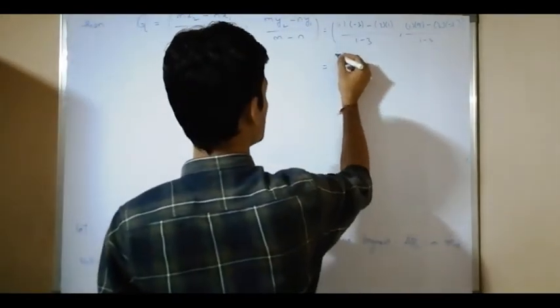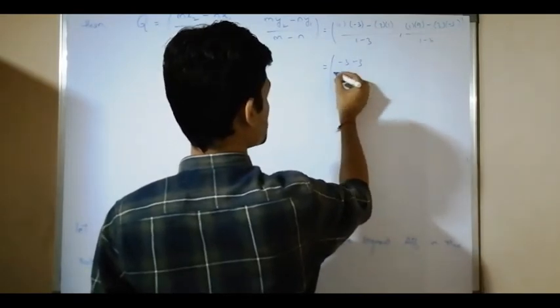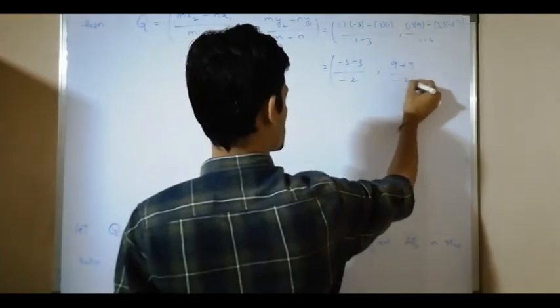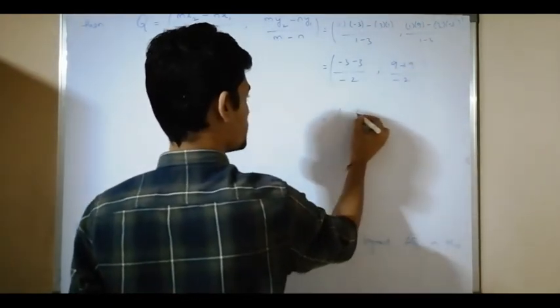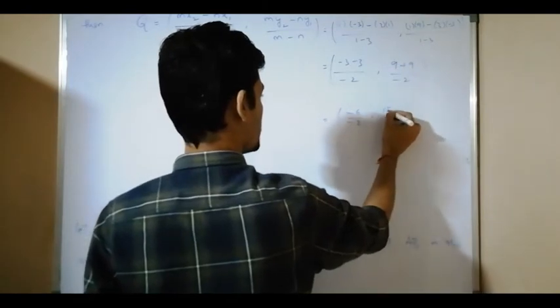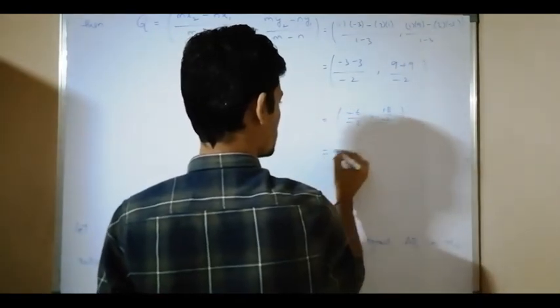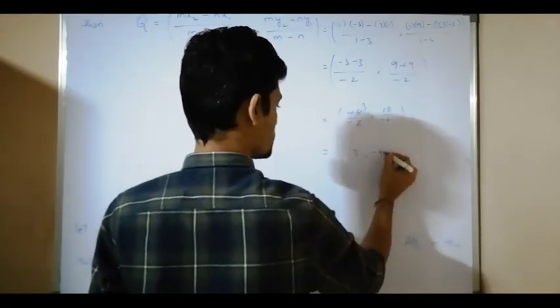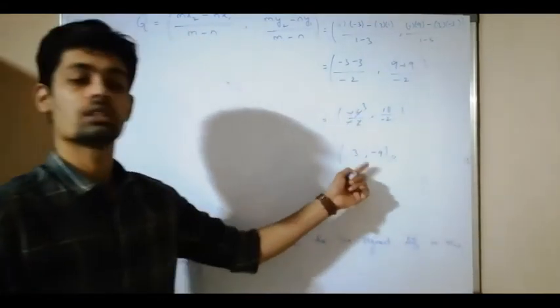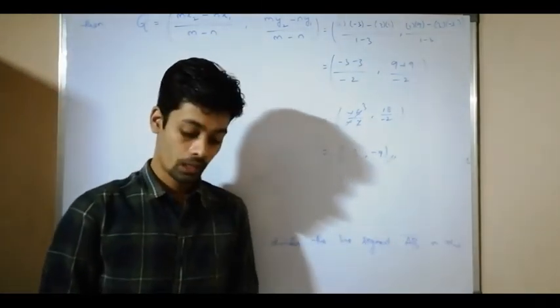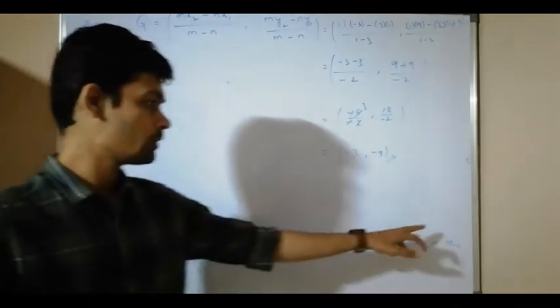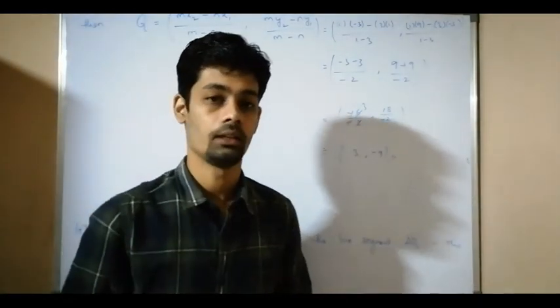So now simplify. Minus 3 by minus 2, comma, (9 plus 9) by minus 2, which is equal to minus 6 by minus 2, comma, 18 by minus 2, which is equal to 3, comma, minus 9. This is the answer. This is the point dividing the line segment AB in the ratio 1:3 externally, and before we got 0 comma 0 internally.